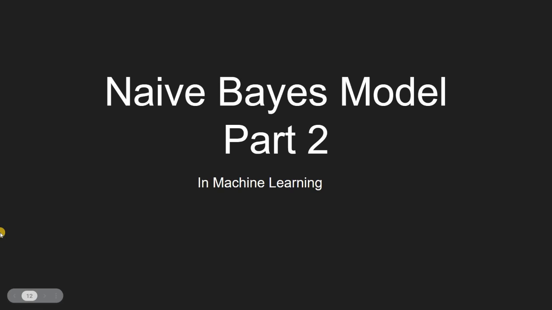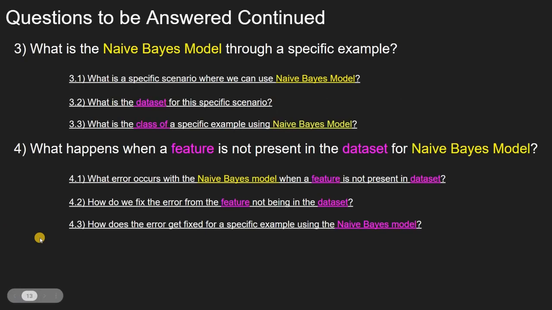This is naive Bayes model part 2 in machine learning, and let's go ahead and get started. The questions I'm going to be answering in this video are two general questions, and each of those general questions is going to be broken up into three sub-questions. The first general question is, what is the naive Bayes model through a specific example?